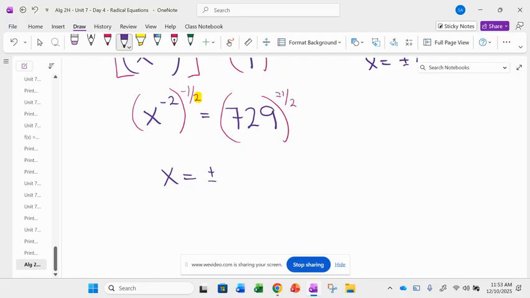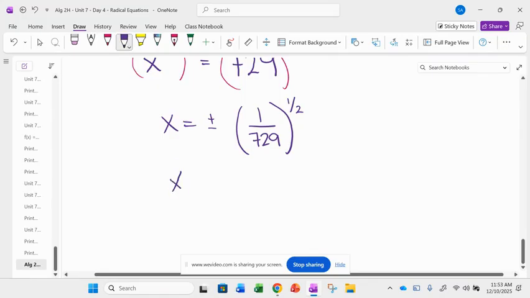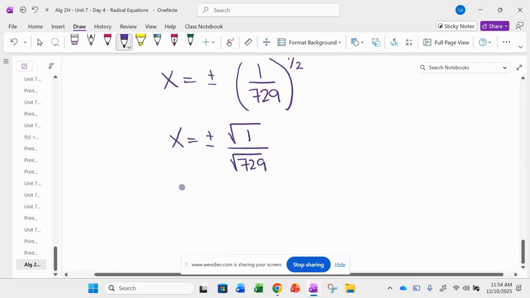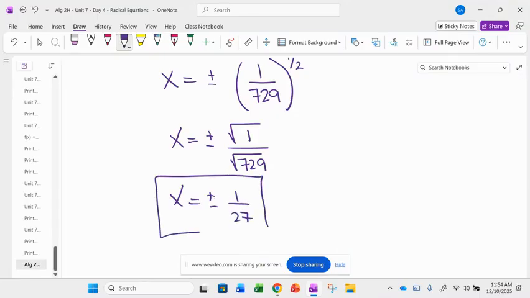Now for me to take care of this negative, don't I just have to make it into a fraction? 1 over 729 raised to the half power. Everybody okay with what I did there? And raising to the half power, we said, is the same as taking the square root. So x is equal to plus or minus the square root of 1 over the square root of 729. Believe it or not, 729 is in fact a perfect square, which is 27. I will not give you a perfect square that big on the test.